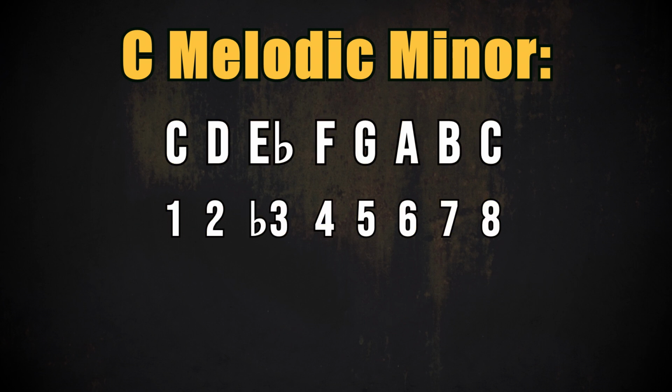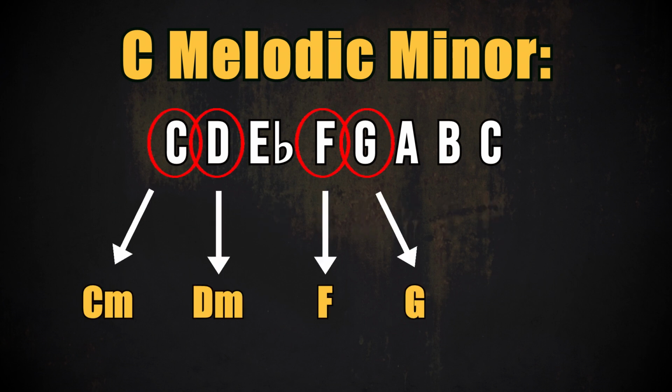Now, what I like to do when I approach a new scale is to look for triads first. Simple ones that I can handle, just to orient myself a bit. Where are my basic major and minor chords? And so when it comes to melodic minor, I get 4 of them. C minor, D minor, F major, and G major.